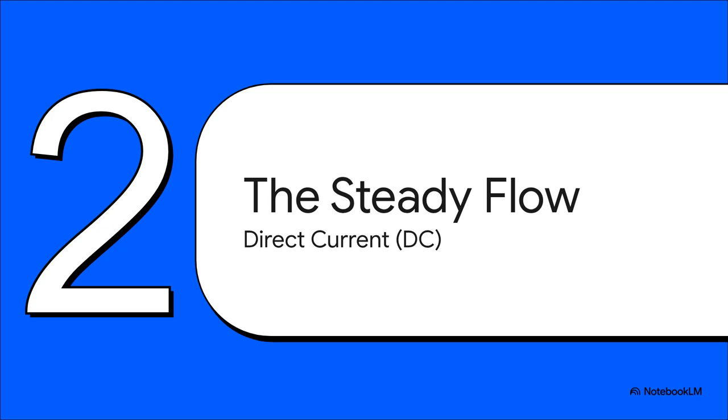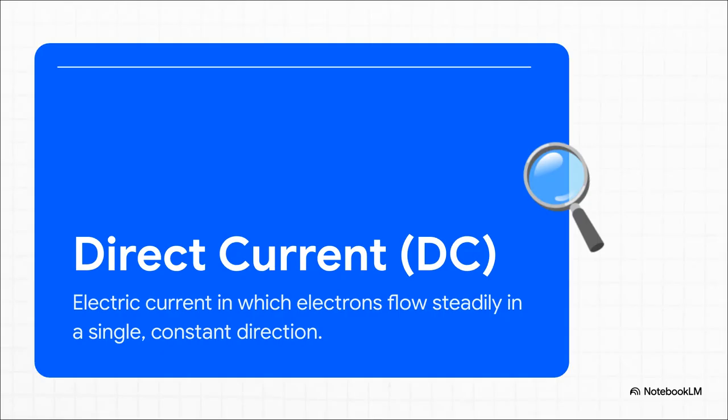Now, DC is the simpler of the two, for sure, but don't let that fool you. It is absolutely critical for the technology that basically defines our modern world. The best way to think about DC is like water flowing through a garden hose. It's smooth, it's steady, and it only moves in one direction, from the spigot to the nozzle. The flow of electrons is constant, unwavering. It's a one-way street for energy.